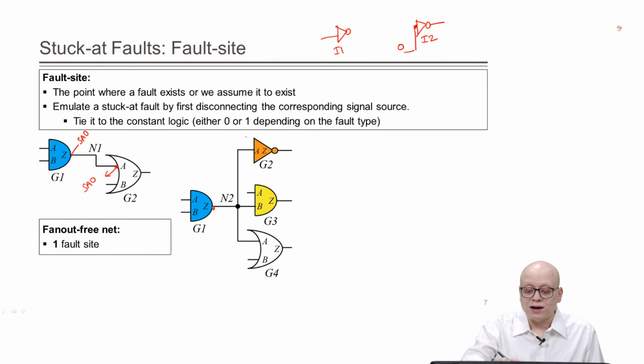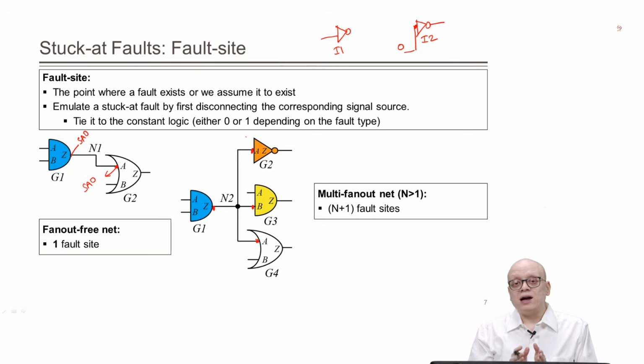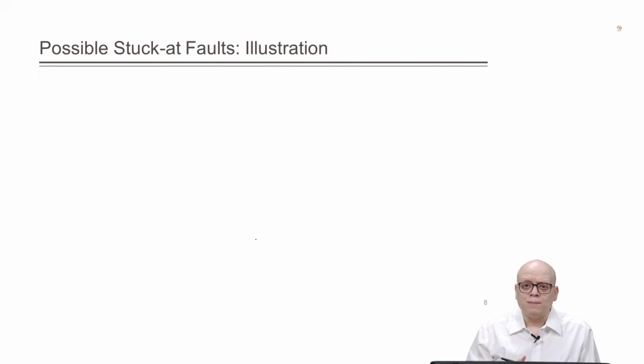So, if there are n fan outs, in this case there are 3 fan outs, then how many fault sites will be there? It will be n plus 1. In this case there were 4 fault sites, first, second, third and fourth. So, depending on how many fan outs are there for a given net, the number of fault sites will be either 1 or n plus 1. Now, let us take an example of a circuit and understand where the faults can occur and how many possible faults there are under the assumption of the single stuck-at fault model.